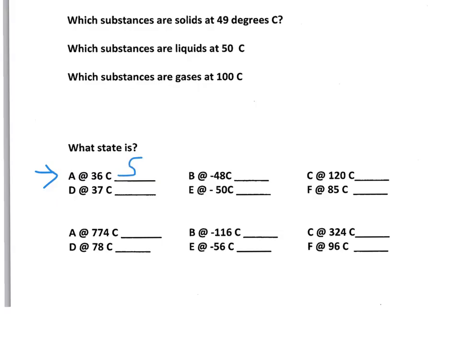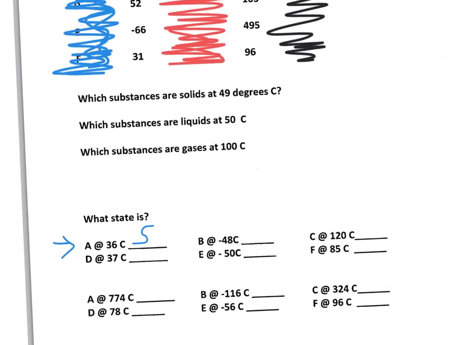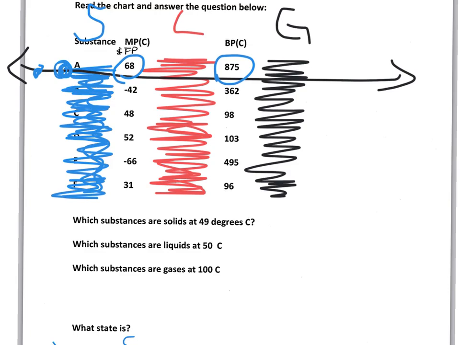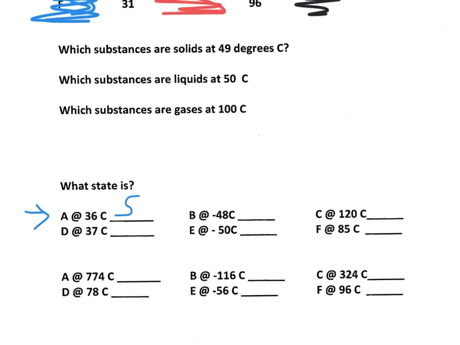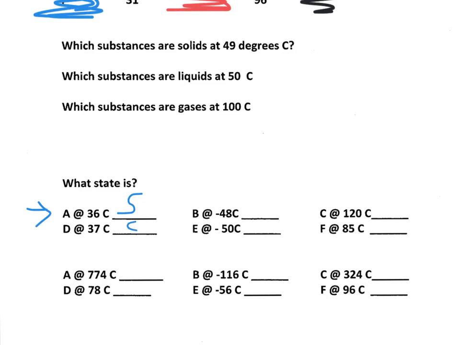I'm going to skip to the one below that. We have substance D at 37 degrees. So we go back to our chart, and substance D I'm going to make into a number line. I'll take a look here at 37 degrees. Well, 37 would be to the left of 52. So again, I'm going to mark that off there. It's in the blue section, and I look to the top, there's a letter S there, so it would be a solid. So let's write that in.